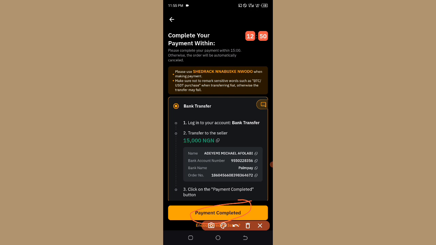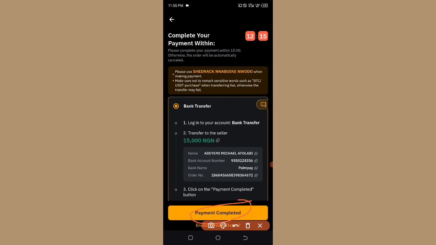Next thing, don't click on this payment completed if you have not made payment, otherwise your account is at risk and you may be banned from opening a Bybit account. So you must send the money first before you click on payment completed. Once you click on payment completed, Bybit will send a message to this guy that's sending the coin that you have made your payments, that he or she should release the coin to you, and then within a few minutes the person will release the coin.